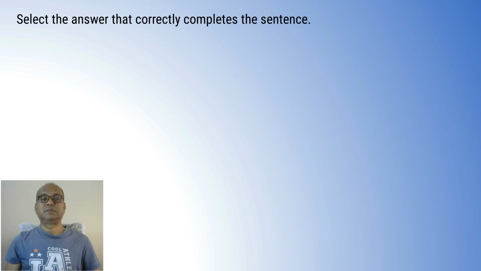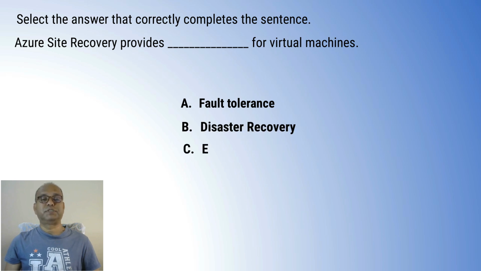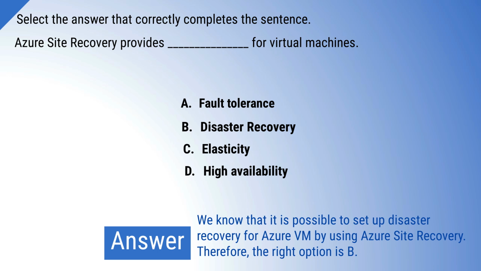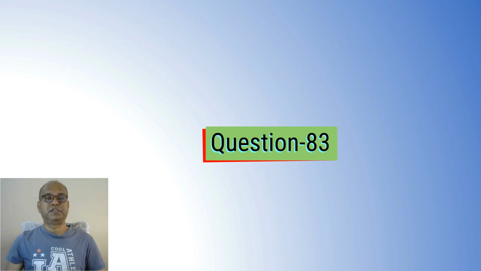Select the answer that correctly completes the sentence. Azure Site Recovery provides dash for virtual machines. Option A, fault tolerance. Option B, disaster recovery. Option C, elasticity. Option D, high availability. Next question, 83.